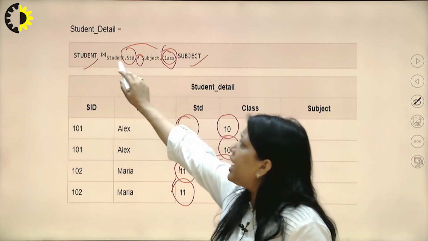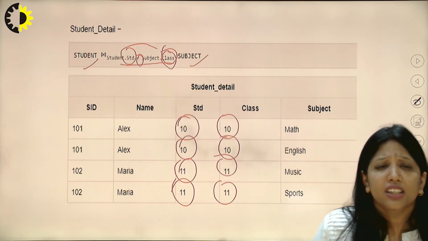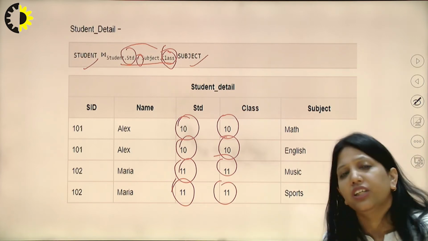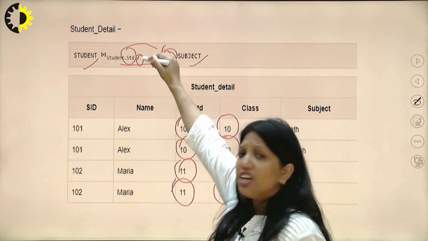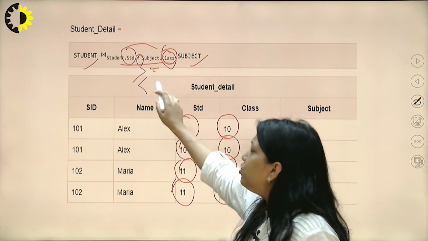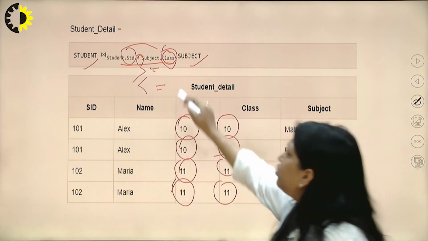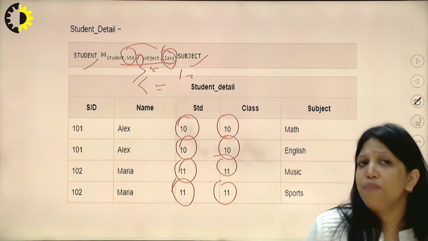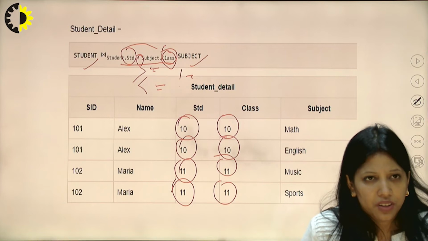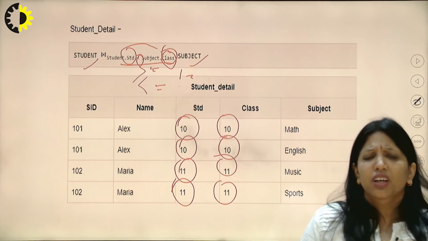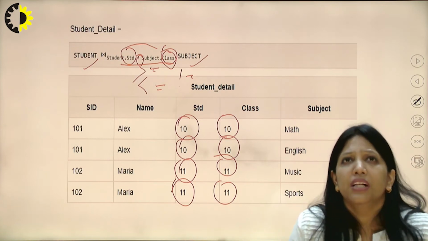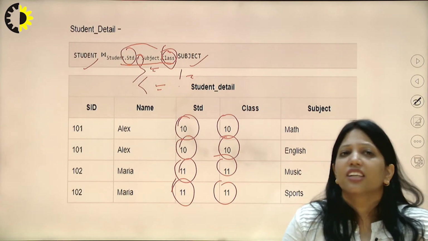because we want only those values where student.std is equal to subject.class. Instead of equal to, we can also use less than, greater than, less than or equal to, greater than or equal to, or not equal to. We can use any comparison operator with the theta join, and according to that condition only we will get the output. So this is the theta join, a type of inner join, in which we get only those tuples that satisfy the condition, and all the rest are excluded from the output.